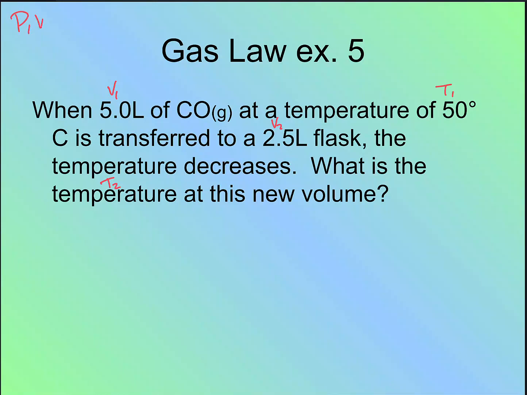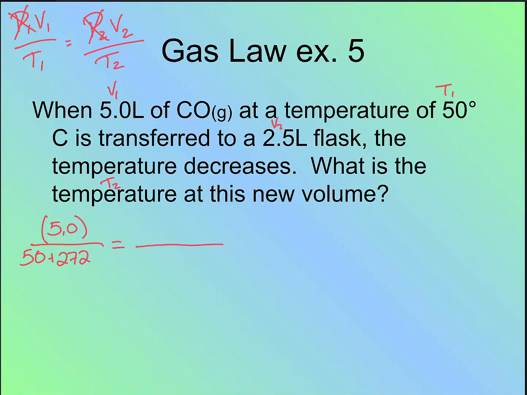Again, my formula is P1 V1 over T1 equals P2 V2 over T2. So I've got 5.0 liters. I have no pressures, so I'm going to ignore that. My pressure is canceled out in this particular video. In the previous one, it was temperature. I've got 50 degrees Celsius, but I know that I have to add 273 to get to kelvins, because I always use kelvins. I'm transferring it to a 2.5 liter flask, and I'm solving for T2.